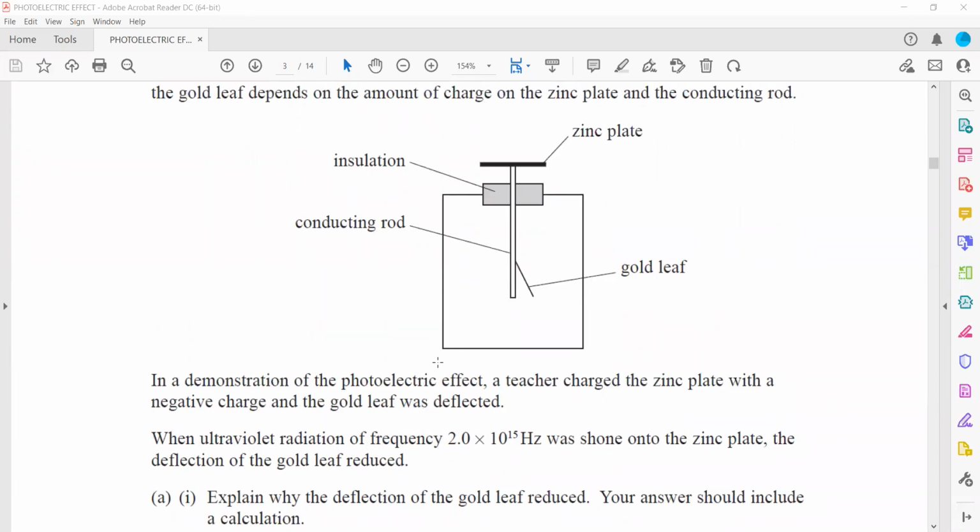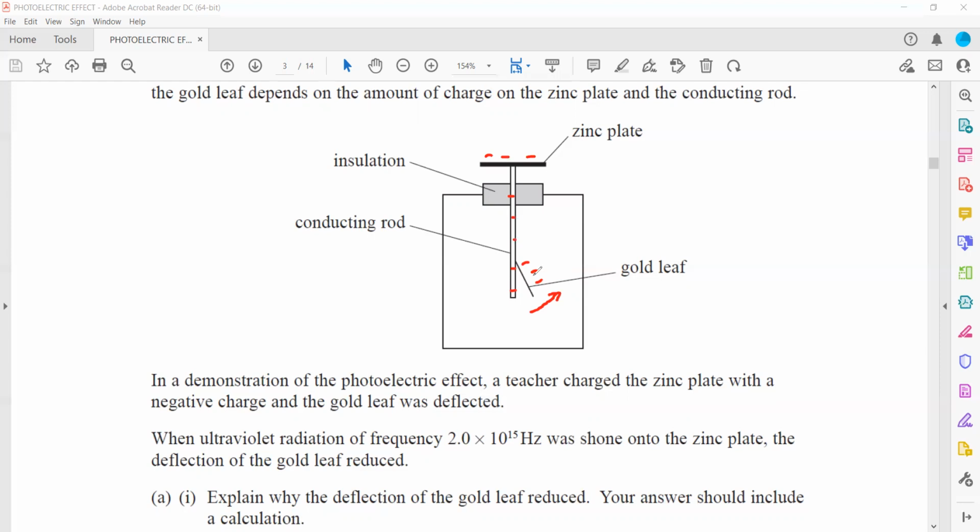Now what happened in a demonstration of a photoelectric effect? A teacher charged the zinc plate with a negative charge, and the gold leaf deflected. So what did the teacher do? The teacher charged the zinc plate. Because it's a conductor, the whole thing will get a charge. So the whole thing will get a negative charge, and like charges repel. So as a result, what happened? The gold leaf is deflected.